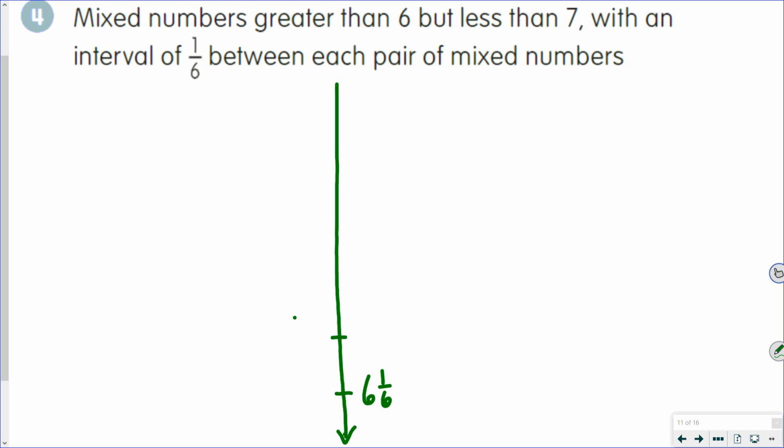We add 1/6 to that, and you would get 6 and 2/6, or if you wanted to put 6 and 1/3, that's perfectly fine. Then we have 6 and 3/6, or 6 1/2, 6 and 4/6, or 6 and 2/3, and then 6 and 5/6.